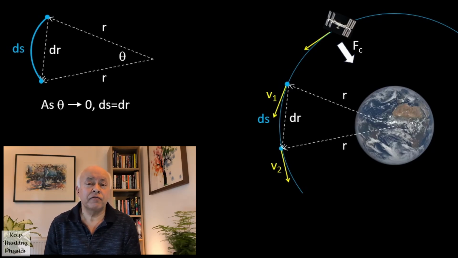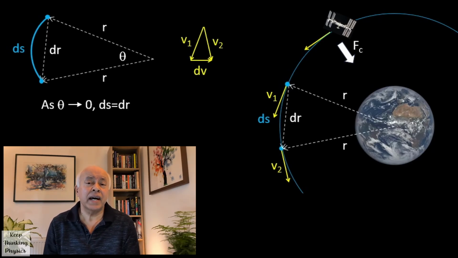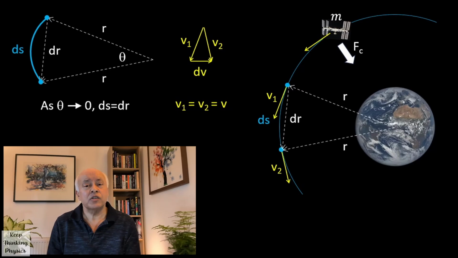If we now look at the velocity vectors and add them together in the way we add and subtract vectors, then we can call dv the difference in the velocities. And because we know that the speed of the ISS is constant and it is just the direction which is changing, we can also say that the magnitude of the velocities v1 and v2 will be the same. So we can simply replace v1 and v2 with v.